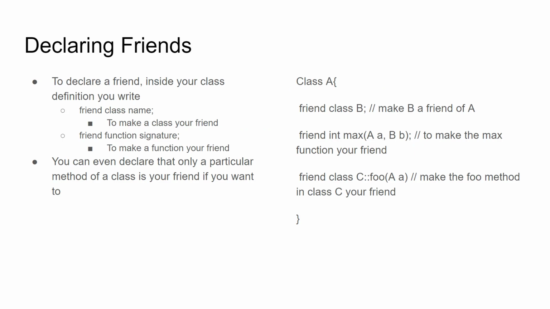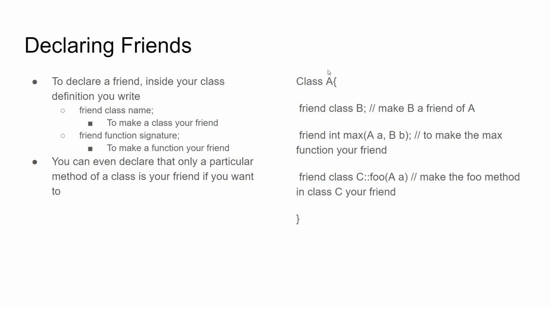So if you want to declare a friend, what you do is you say friend, name of that class, inside your class. And that will make that class your friend. That class now has access to all of your private parts. You could also pick out only a particular member or method of a class if you only wanted to make that method a friend of your class.